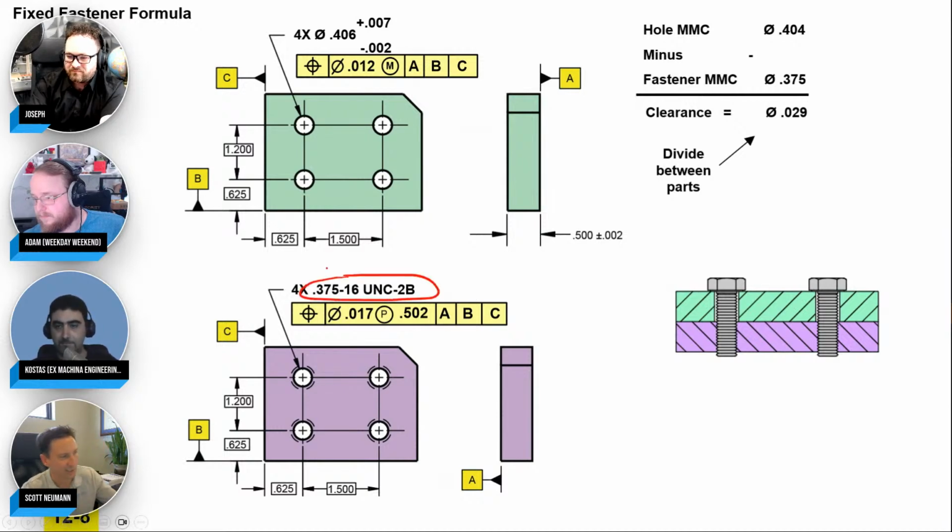So this is inches, and I don't know if everybody uses inches here. Probably a lot of metric users in the chat here too. But this is a 3/8, 375. That's the major diameter of your screw.